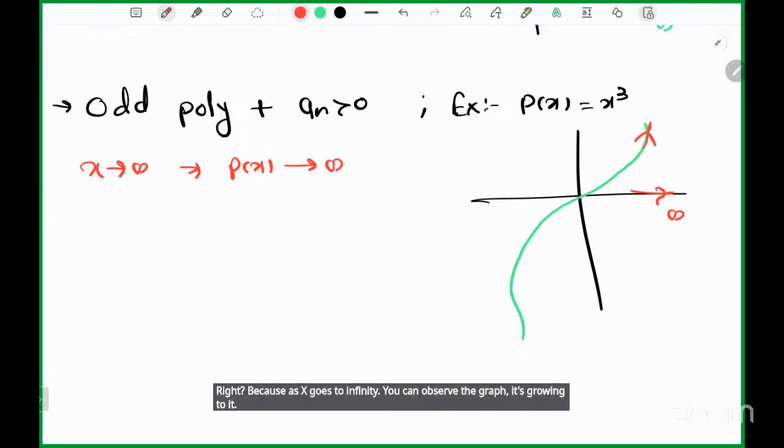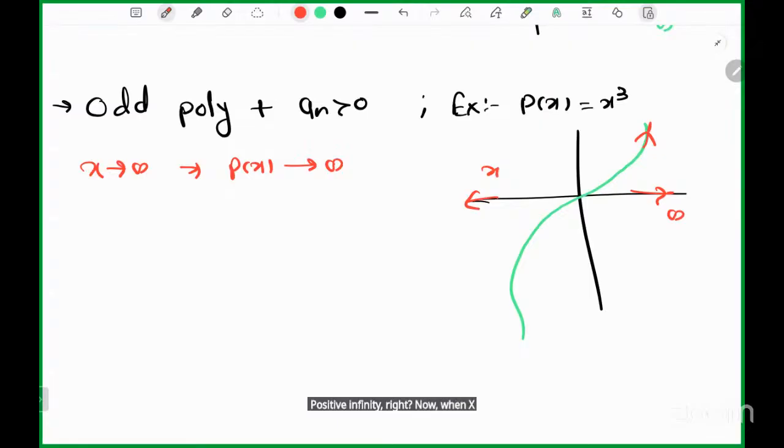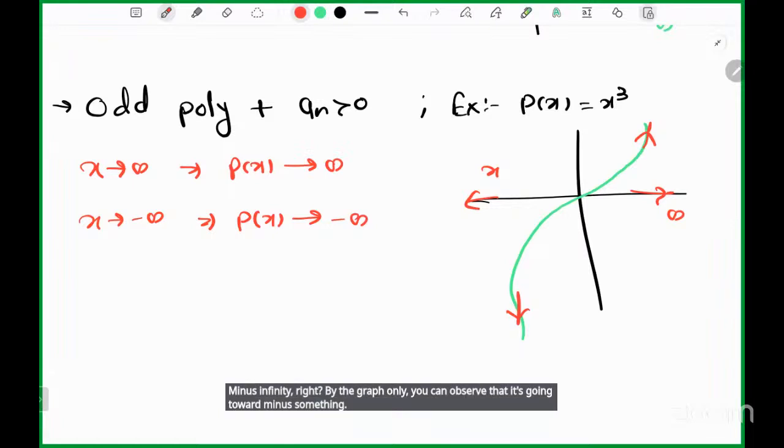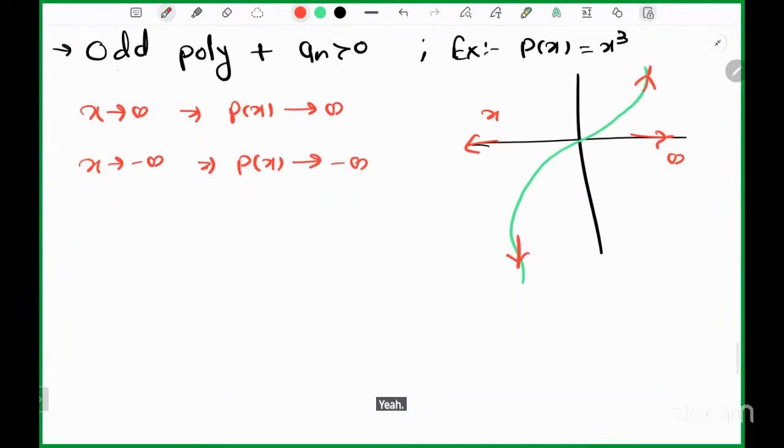Right, now when x goes to minus infinity, what do you think? Where does p of x go? Minus infinity. Right, by the graph you can observe that it's going toward minus infinity. Okay, now I can consider the next case too. Let me know if I am moving too fast.